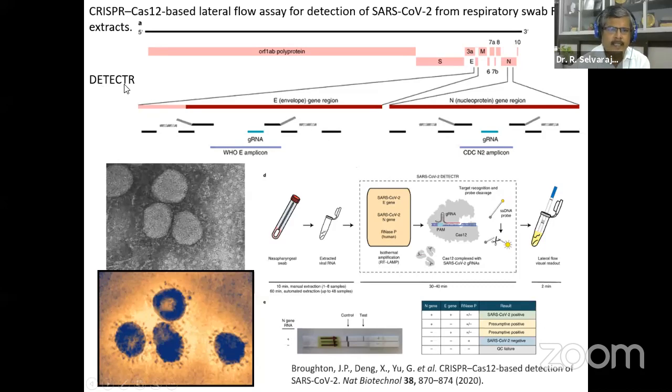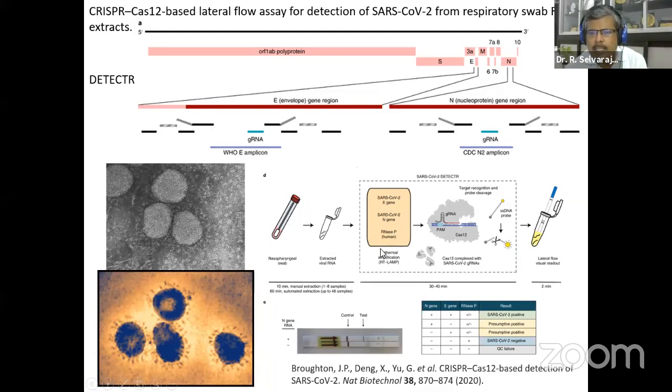This is DETECTR. Here, the O is missing. It is not that the O is missing, it is their trademark. They detected SARS-CoV-2, very fast they made this, and they aimed at the envelope protein and the nucleoprotein. Here, they had to initially do a LAMP, loop-mediated isothermal amplification, aiming at the E envelope gene or the nucleoprotein gene, either this or that. You do LAMP. Immediately, you can take the nasopharyngeal swab, extract the viral RNA, and do the LAMP.